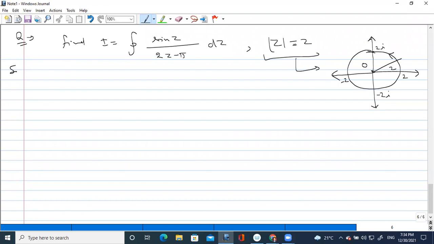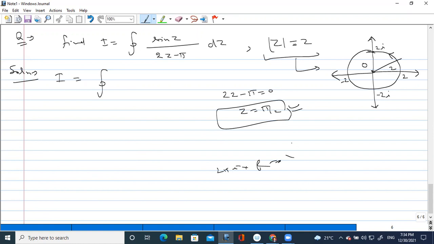So how to solve this? This will create a problem. Understood? See what mistake the students make. They put it equal to 0 directly and z will be pi by 2. Definitely this is the pole, but the answer will be different. The answer will be wrong if you go as per this. Understood? Then you will find the residue, and directly you will do 2 pi i into residue, but the answer is wrong. So that's why I'm telling you, whenever this type of situation is there, just clear this z.